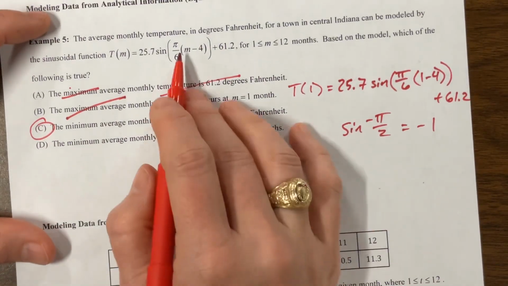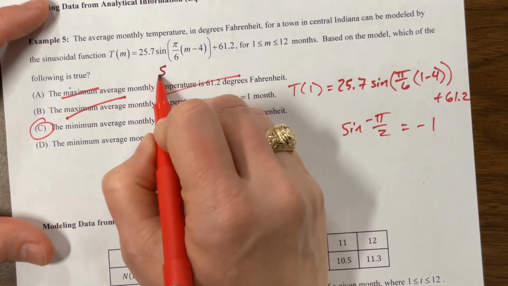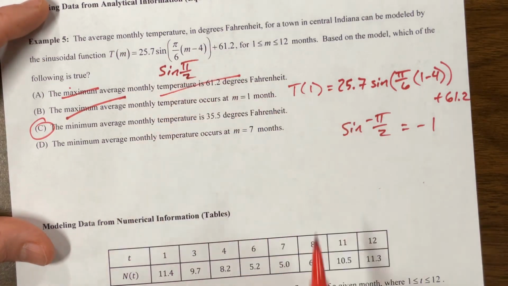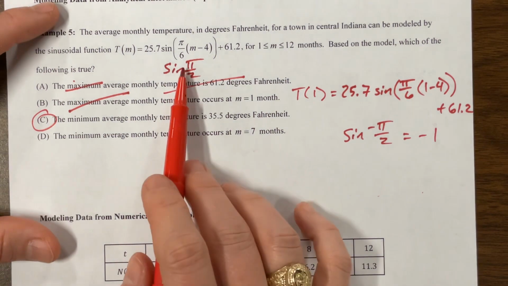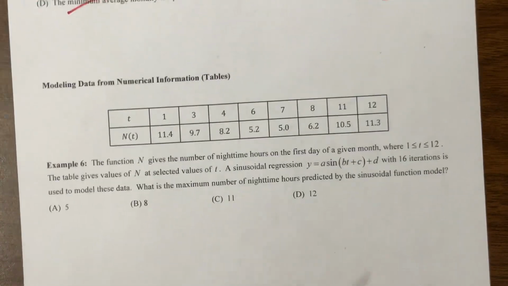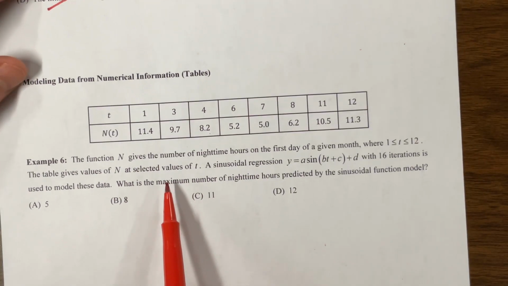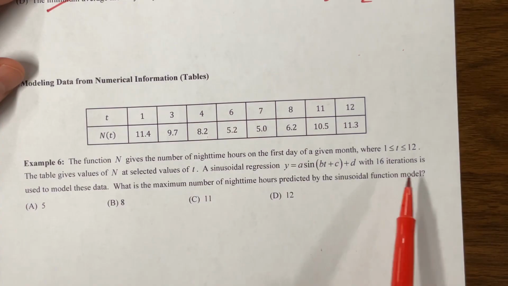Okay, plug in 7. Let's see, 7 minus 4, this is 3, so this gives me a sine of pi over 2. I should have just done this the first time. Sine of pi over 2, that's its maximum, and it says minimum. No, it's wrong. Super. Okay, the function gives the number of nighttime hours on the first day of a given month.